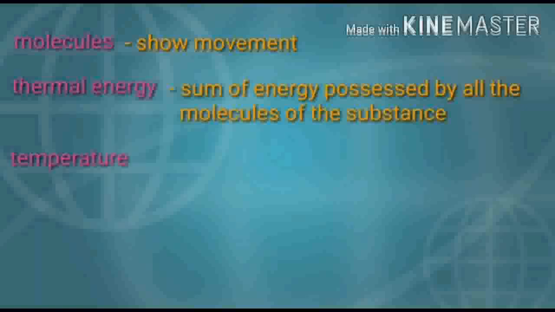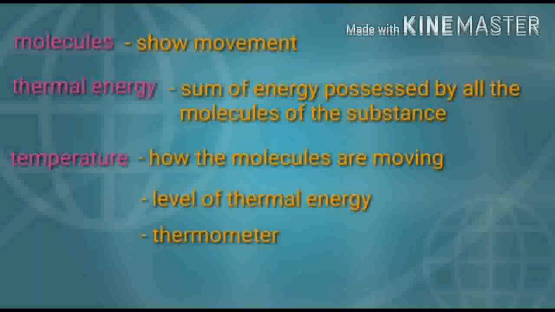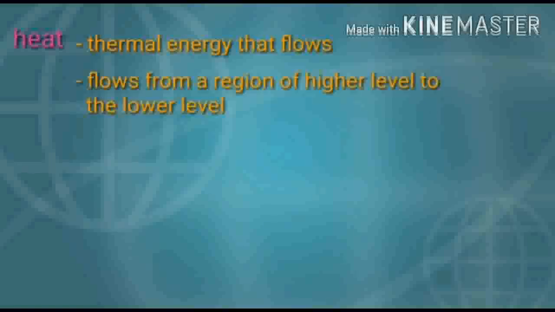Next is temperature. Temperature tells us how hot or cold a substance is. That is, either the molecules are moving fast or slow. The temperature tells us the level of thermal energy. Temperature can be measured using a device called a thermometer. Next one is heat. Heat is the thermal energy that flows. Heat transfers from a region of higher temperature to a region of lower temperature. The SI unit for measuring heat is joule and the symbol of joule is J. SI unit is nothing but standard international unit.